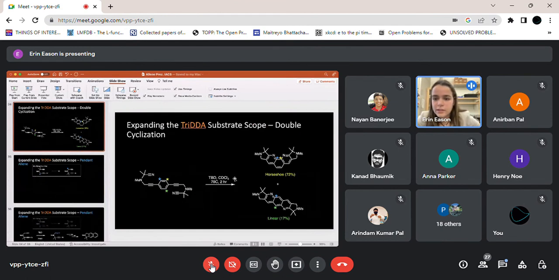So yeah, this is the selectivity that I was talking about. They did a lot of computational studies where they found that if you plotted it all on a reaction coordinate diagram, the barrier to our horseshoe formation was actually lower than the barrier to the transition state of our linear cyclization. But it was quite a complex study, so I don't fully know all of the details of that. Okay, thank you.